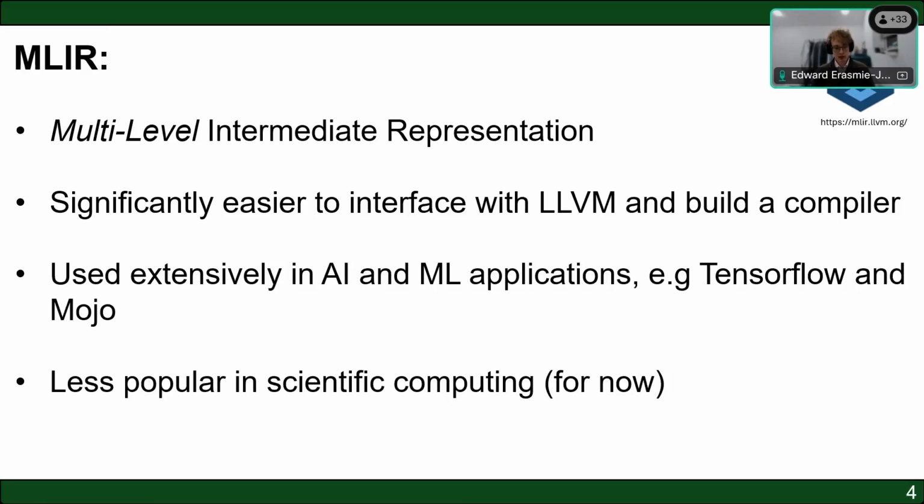But what it does for us is it makes it much easier to interface with LLVM and build a compiler. You don't need to go directly to the assembly-like stage. You can start at a higher abstraction and then descend slowly. MLIR itself has been used extensively in AI and machine learning applications, such as the backend for TensorFlow and the new programming language Mojo. It's less popular in scientific computing for now, but it has been used in the past in, for instance, the development of the OpenEarth compiler, where MLIR was used to accelerate stencil-based climate simulations.